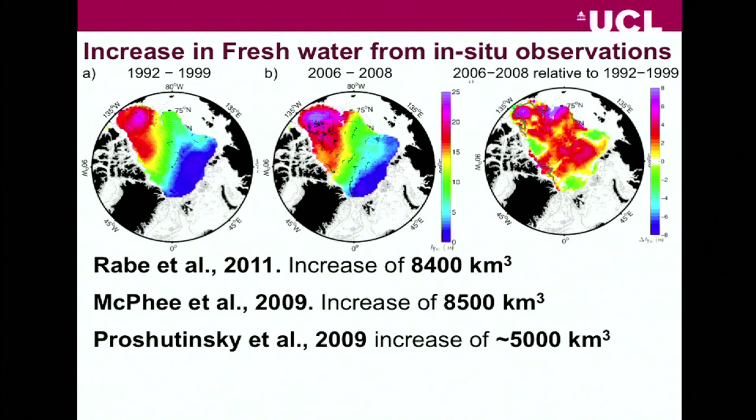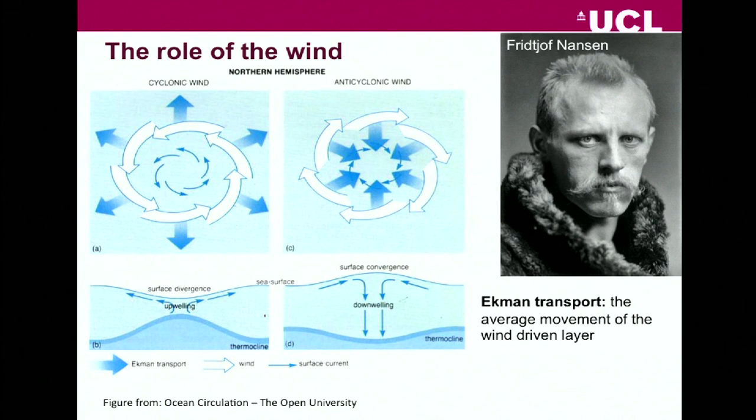So all of this data was pointing towards this. They're kind of snapshots in time showing us that something is changing in the Arctic, the freshwater storage is changing. Next thing a lot of these papers did was they used models to go and have a look at what was controlling that storage of fresh water. And what these models told them was that the wind was having an effect on that storage and distribution.